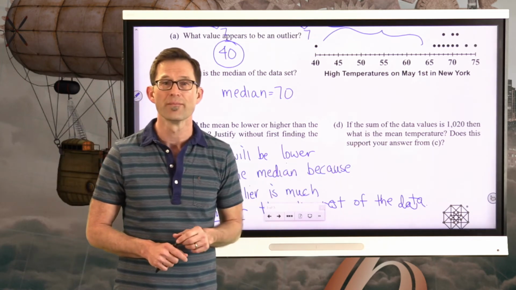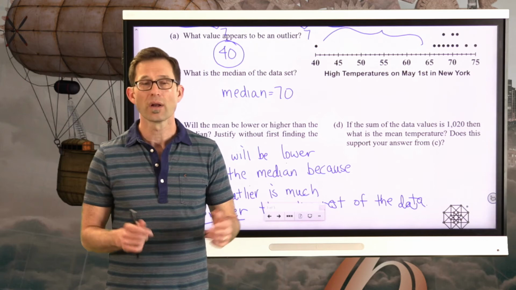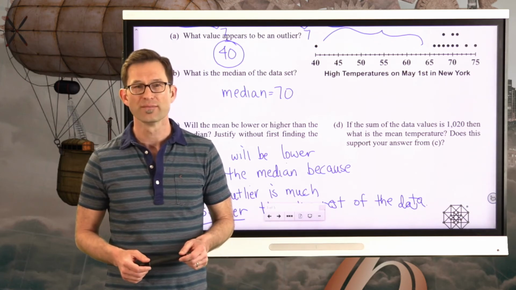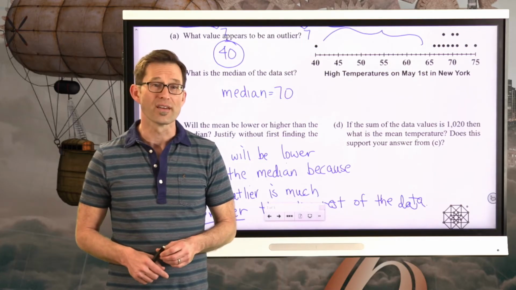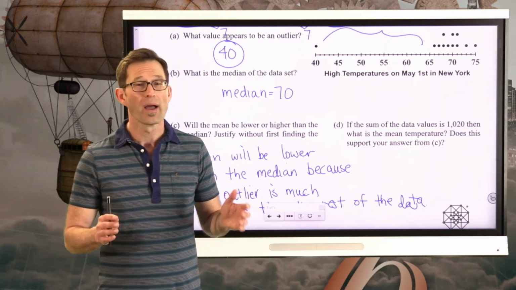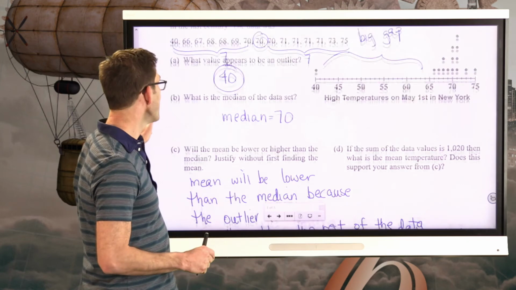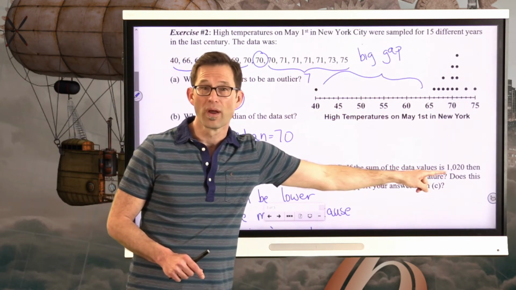Let's take a look at letter D. If the sum of the data values is 1020, and trust me it is, then what is the mean temperature? Does this support your answer from C? All right, great. Why don't you go ahead and find the mean temperature? Now, the hardest thing about finding means is actually summing up all the data. So I'm really hoping you did not spend time adding all these up. That's why I gave you this number right here.